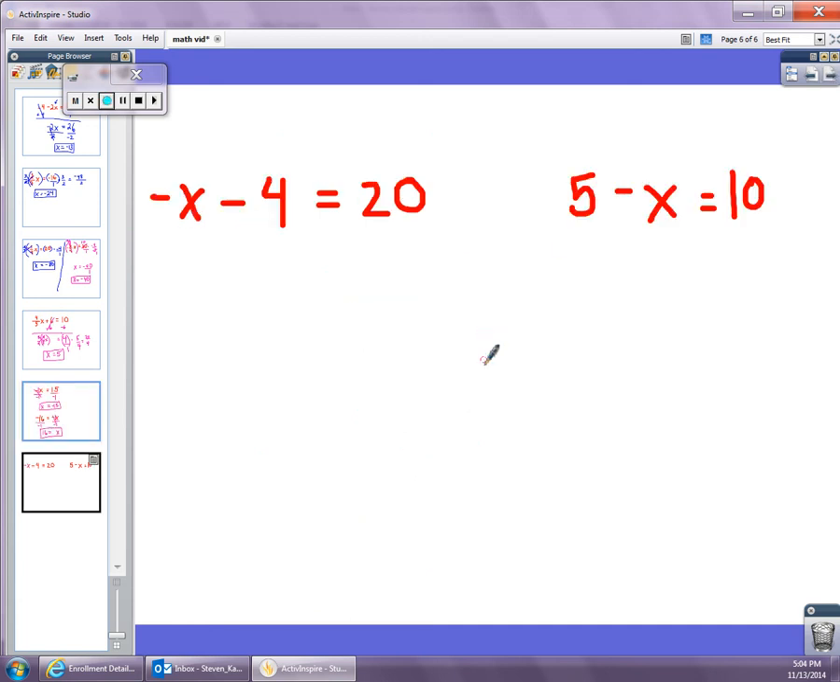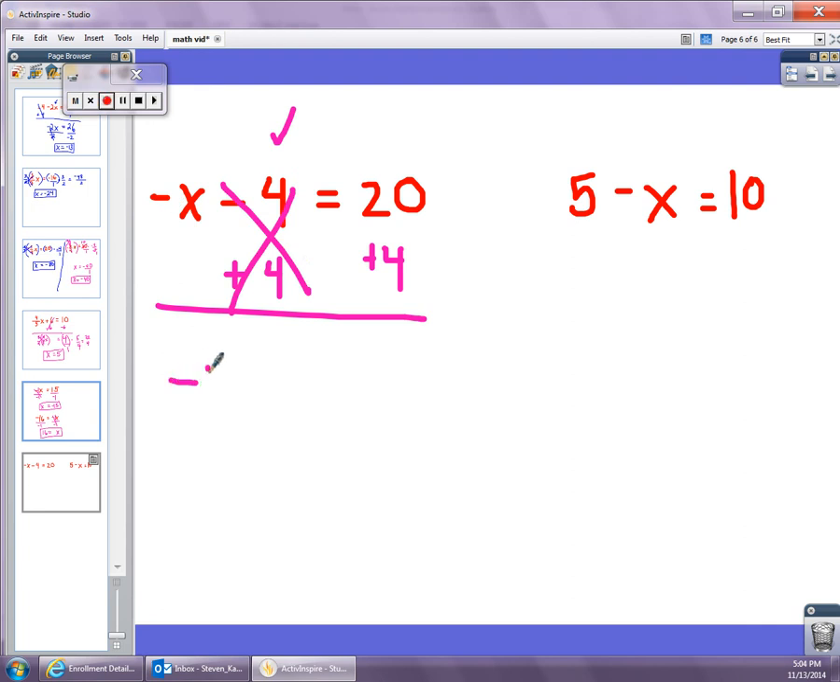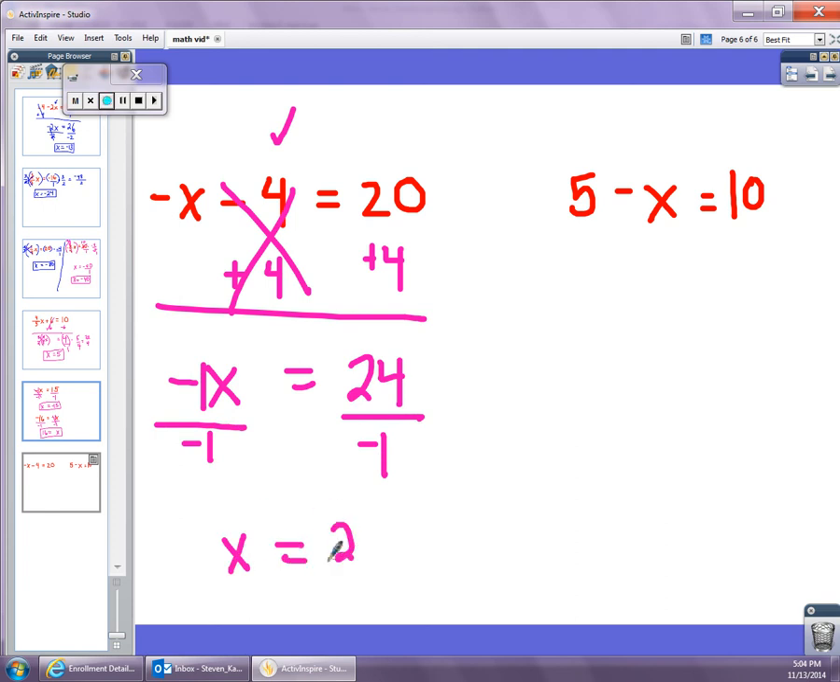Go ahead and try to solve both of these on your own. And then what I want you to do is play the video to see how you did. Let's try this one first. Hopefully you noticed that it was negative 4, so we add 4 on both sides. That would cancel this out. But you'll see that I'm left with a negative x, which equals 20 plus 4, which is 24. So now I'm going to put a 1 here, and remember that to get x alone, I'm going to divide both sides by negative 1. I'm left with x equals negative 24. 24 divided by negative 1.